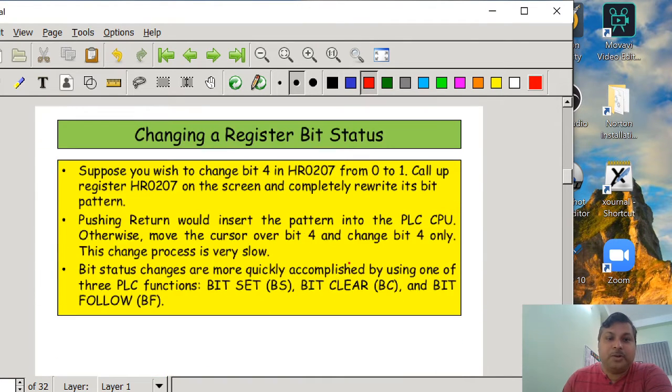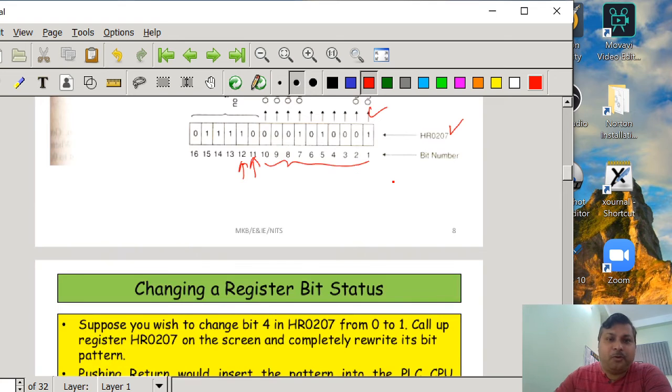Now we are going to understand the bit peek functions along with some additional things. Suppose you wish to change bit 4 in HR207 from 0 to 1. If you notice, it is already 0 and we want to make it 1, so how can we do that?